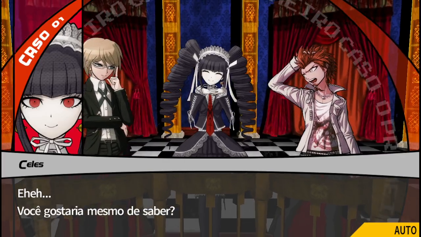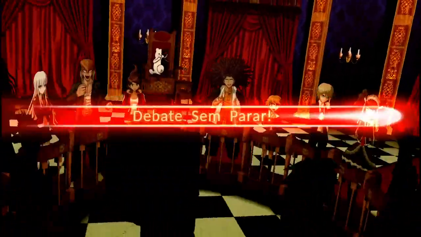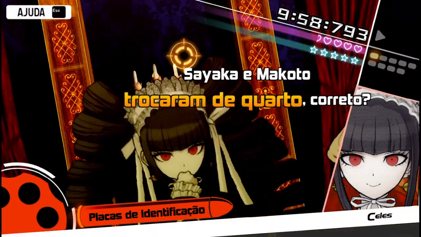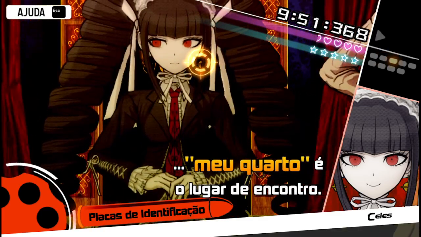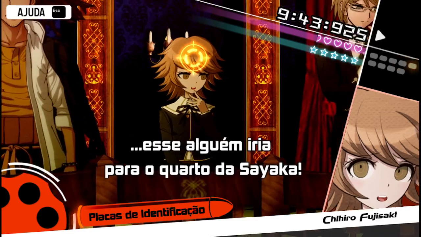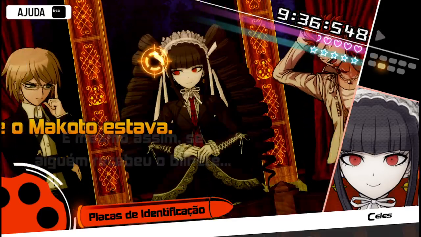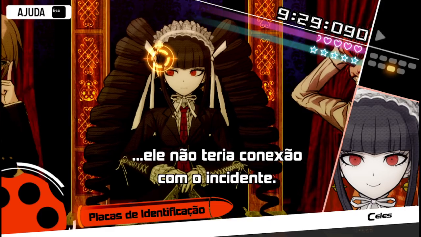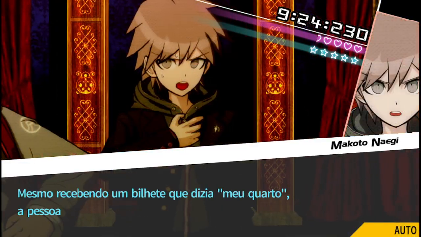Would you like to hear what I have to say? Very well then, pay attention. Sayaka and Makoto switched rooms, correct? But in the note, the place they were asked to come to, it specifically says, my room. I see. So if someone read that note, then they would have gone to Sayaka's room. Exactly. The room that Makoto was staying in. So in other words, even if someone did read the note and did what it said, they would not have any connection to what happened. It certainly would seem that way.